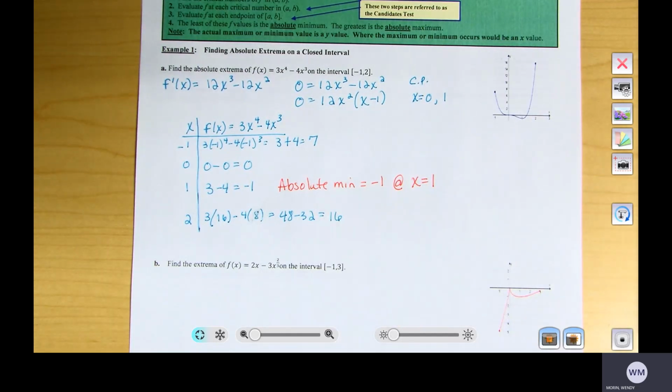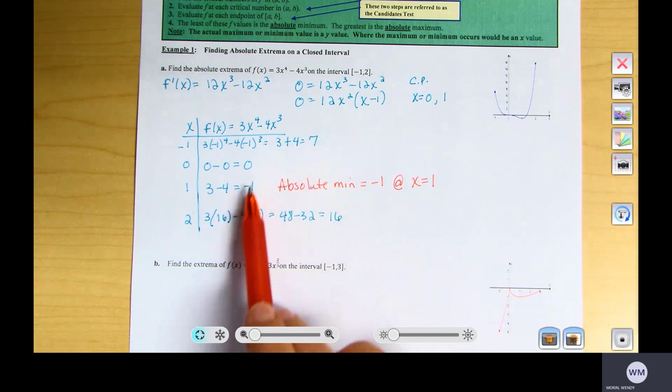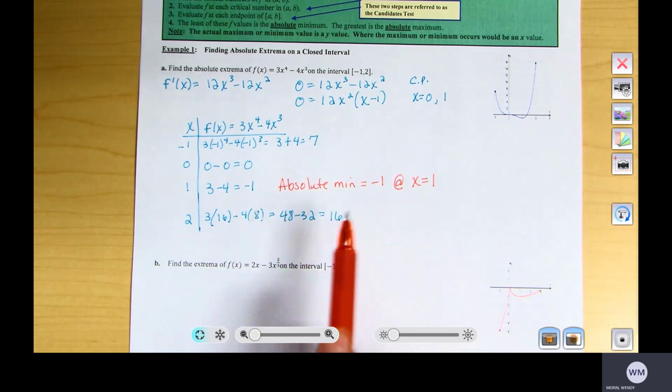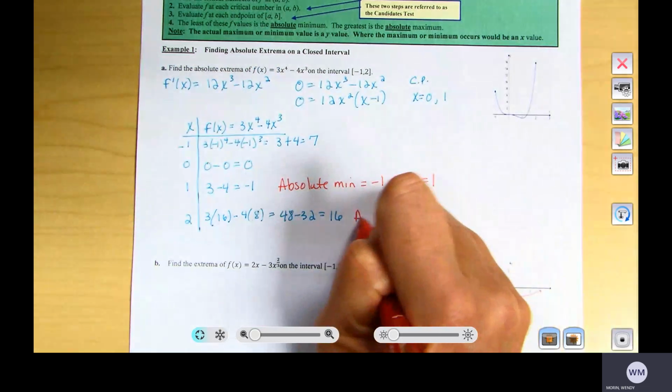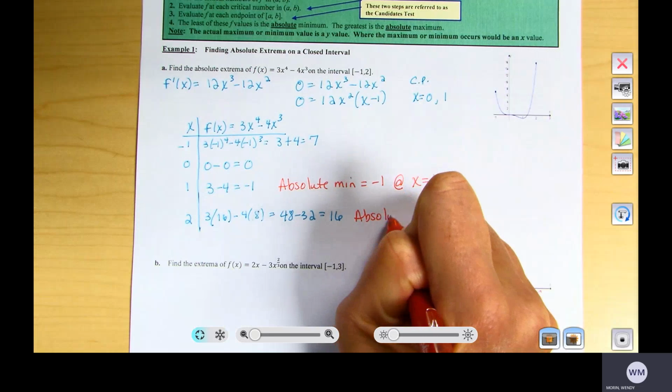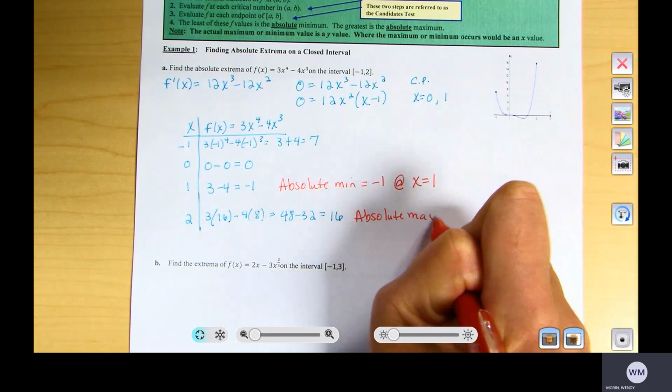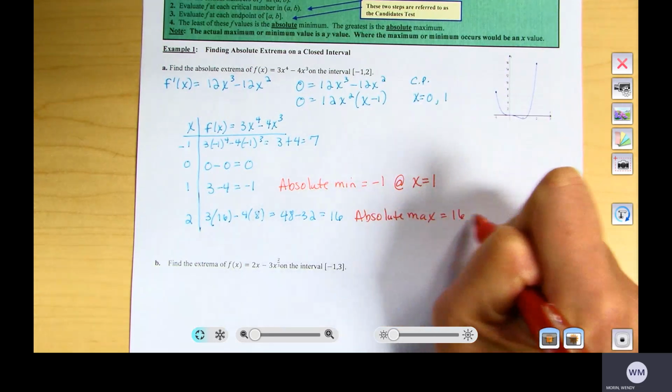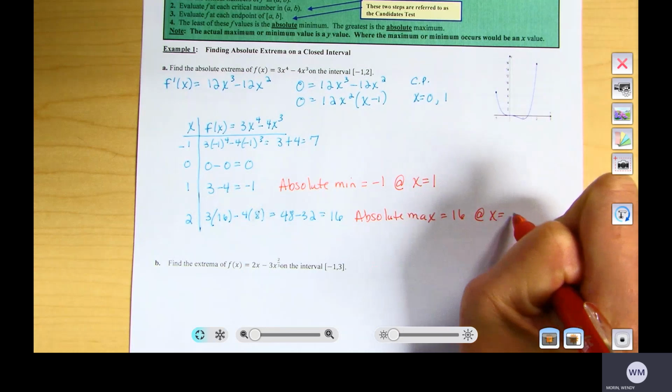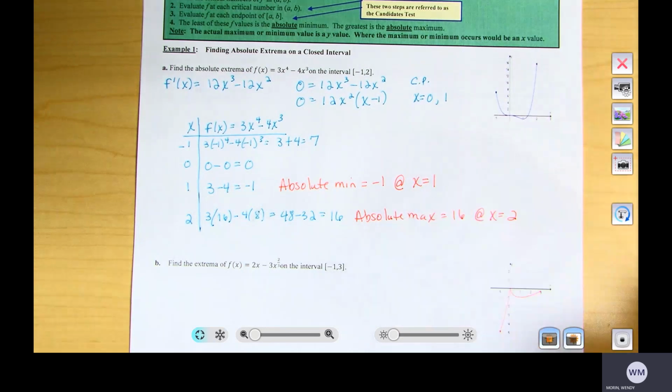Now how about an absolute max? Which of these numbers is the largest number? This one right here. So your absolute max is equal to 16, and that occurs at x equals 2.